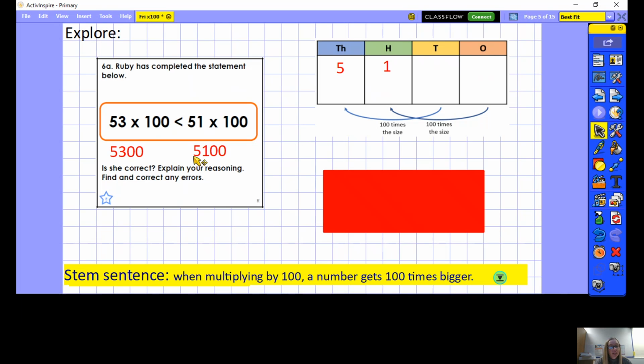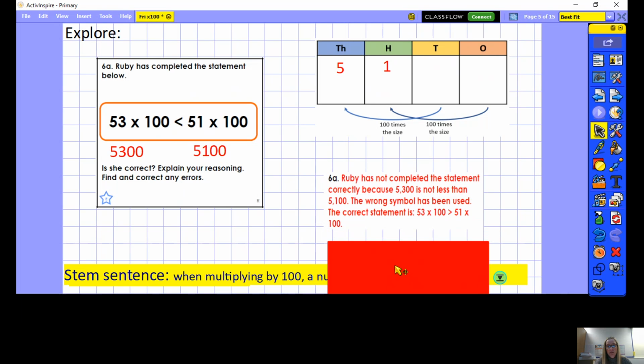So we can see that Ruby is not correct because 5,300 is greater than 5,100. So we can see Ruby has not completed the statement correctly because 5,300 is not less than 5,100. The wrong symbol has been used and the correct statement is 53 times 100 is greater than 51 times 100. Well done.